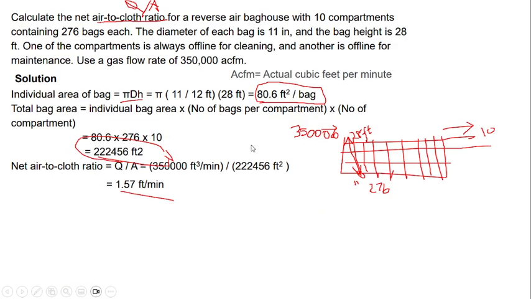And next question is to find the air to cloth ratio. This is a bag filter kind of problem. The formula is Q divided by A. Flow rate is given, area is to be determined. To determine the area, you should also take into account how many bags there are and how many compartments there are in each bag. All these things you have to include to calculate the total bag area. The formula is very simple. To calculate the net air to cloth ratio, the formula is Q divided by area. Only thing is you have to calculate the area carefully.